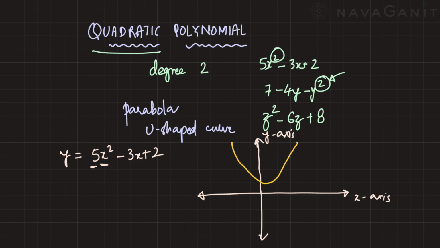Now this shape is a parabola. We'll have this kind of a U-shaped curve which opens upwards. We'll understand more about parabolas in the later classes and lessons. You just need to remember that this is a quadratic polynomial.